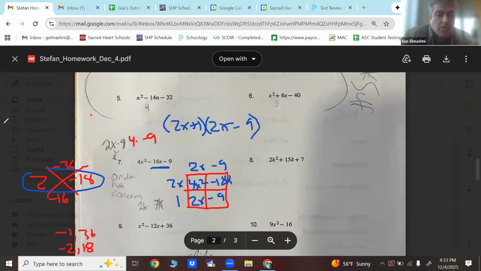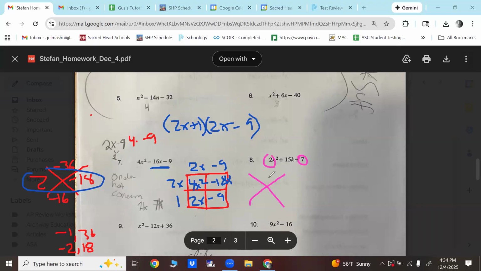Okay, so let's do this again. What's 2 times 7? 14. And the middle term is 15. Give me two numbers that multiply to 14 and add to 15. Always start with 14 and 1. Always start there and then slowly increase one and decrease the other until you get to the middle.